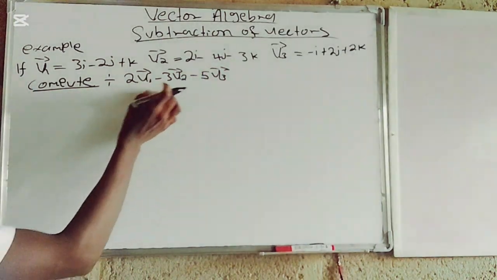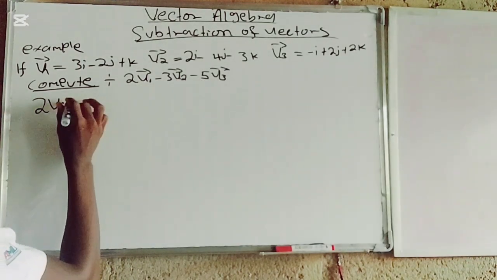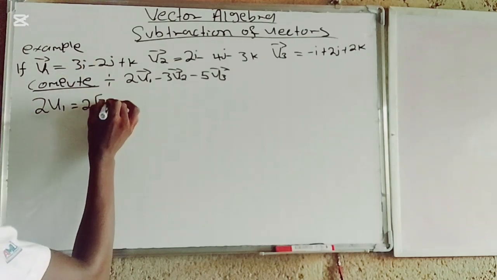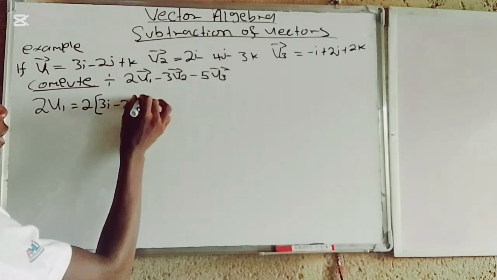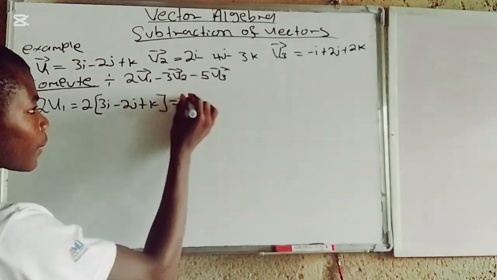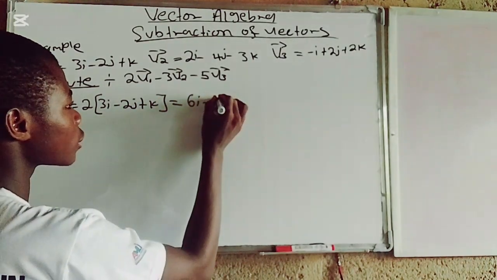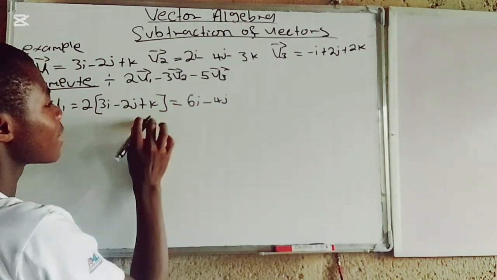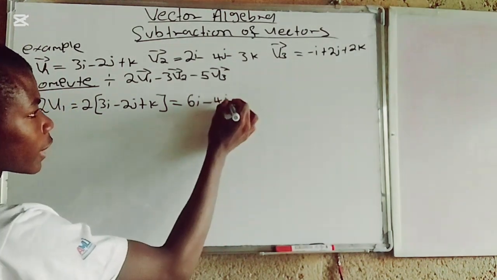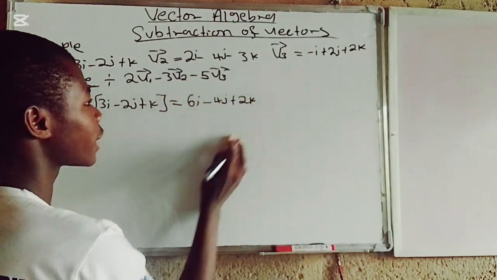How can we compute this? We have to first find 2v1. So 2v1 is the same thing as 2 times 3i minus 2j plus k. It's the same thing as 2 times 3, which is 6i, minus 2 times 2, which is 4j, plus 2 times 1, which is 2k.